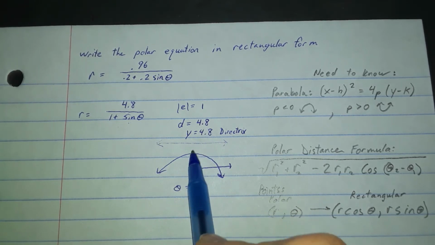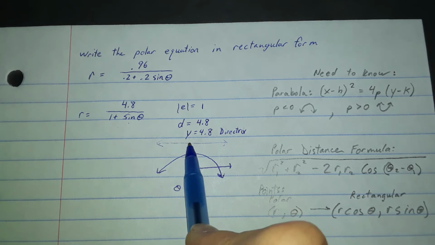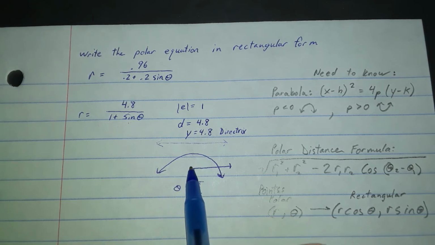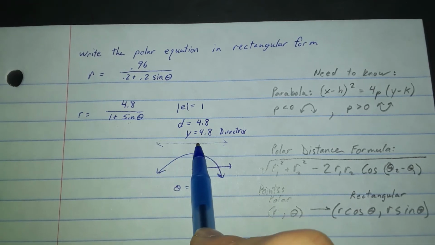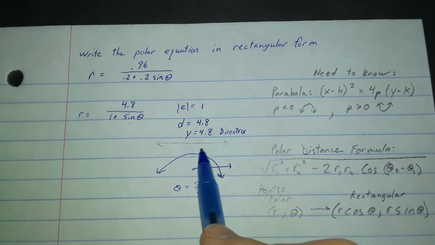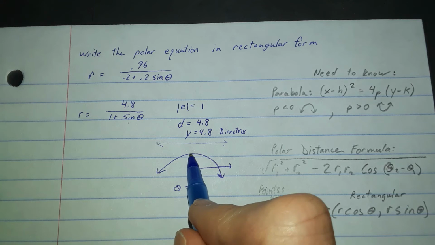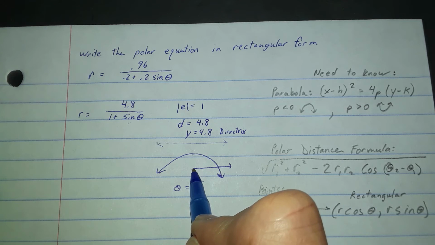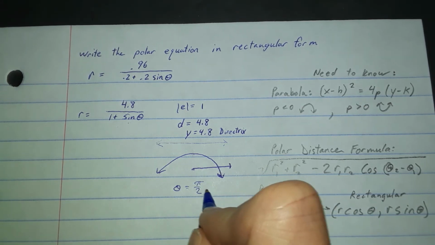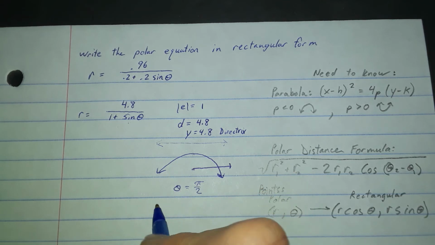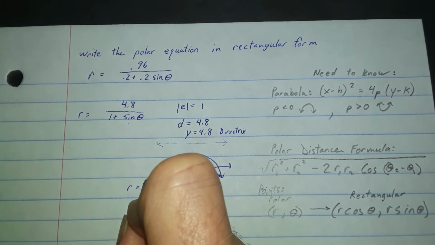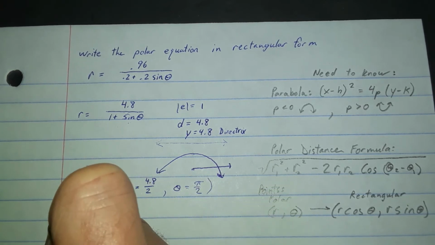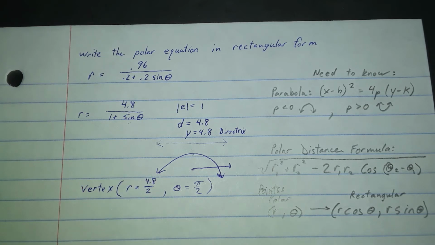And the directrix and the pole here are separated by 4.8, and this curve has to lie halfway in between the pole and the directrix. So if we take 4.8 and divide it by 2, we are going to have the value here, or this r value between the pole and the curve. So the r value for our vertex is going to be 4.8 divided by 2. So this is going to form the point for the vertex, and then you can simplify that.